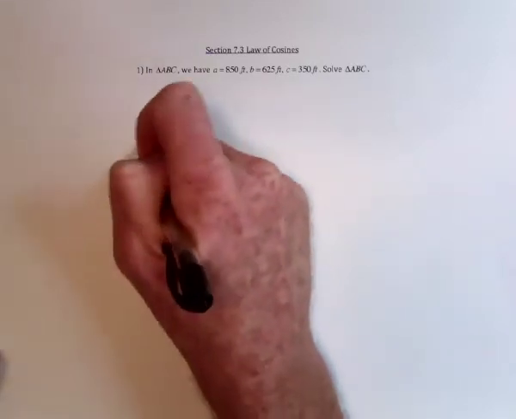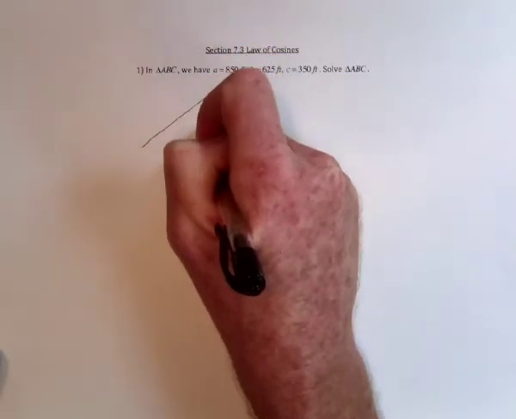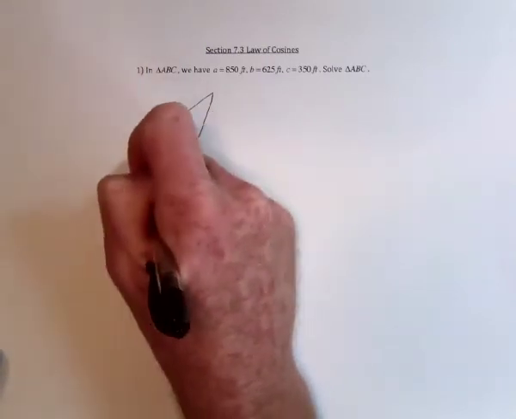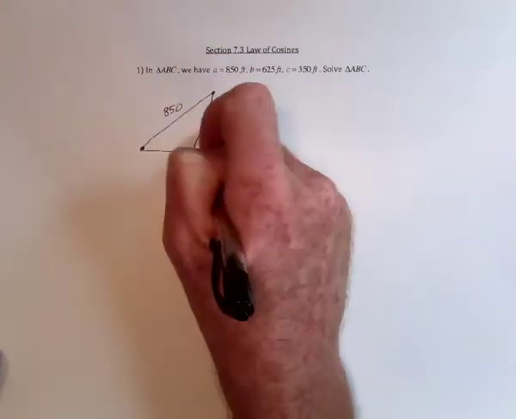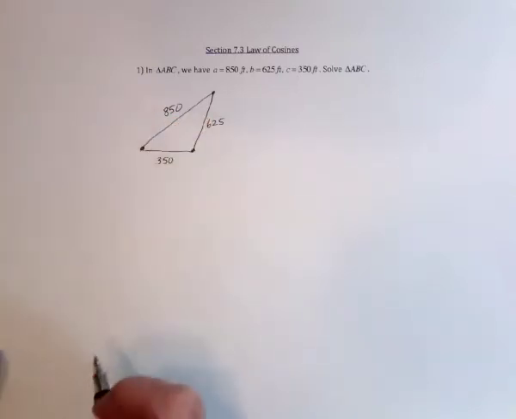So in the triangle ABC, we're given just the sides. So there's a largest side, a medium side, and a smaller side. So the largest side is 850, the medium is 625, and the smallest is 350. And then supposedly, if you have three sides of a triangle, then the angles are going to have just one solution. We'll use law of cosines to get it.